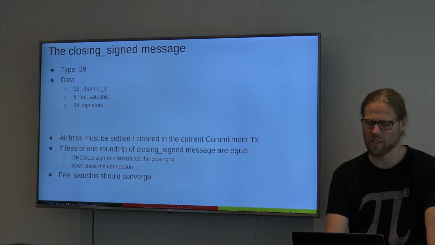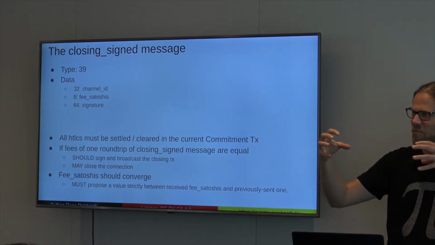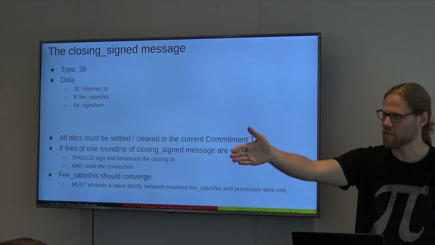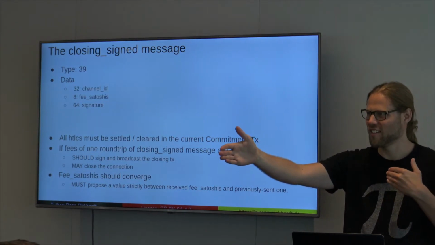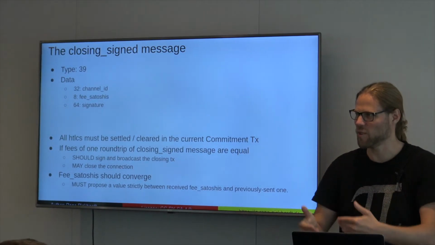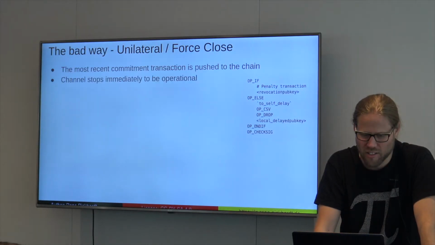And otherwise, the fees should converge, right? So the new fee must be strictly between the two fee values that are suggested. So let's say you suggest 5 satoshis, I suggest 50. Now in the next step, we must get closer to each other, so that at some point in time we find the same amount. Right, so the bad way is the unilateral close.